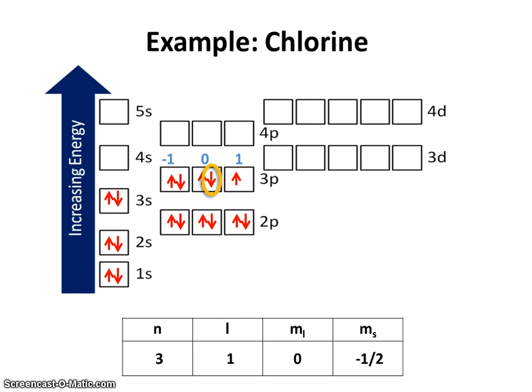Remember that p equals 1, and ml goes from -l to +l. And then we're going to see where the last electron that we filled up lies. In this case, it's below the 0. So our ml number is going to be 0. The last number that we have to fill up is the ms number, and in this case, since the arrow is pointing down, it's going to be -1/2.